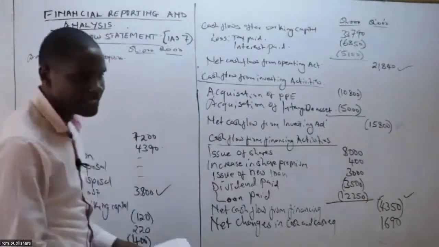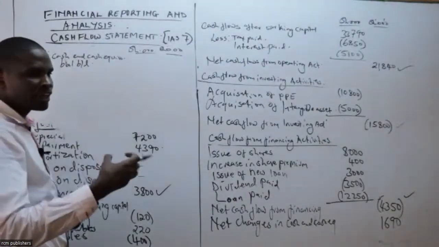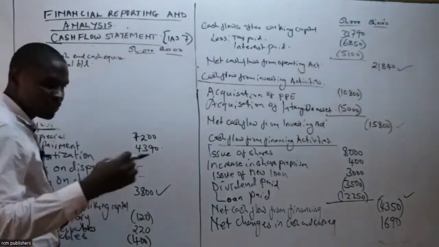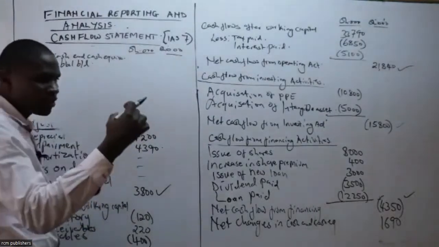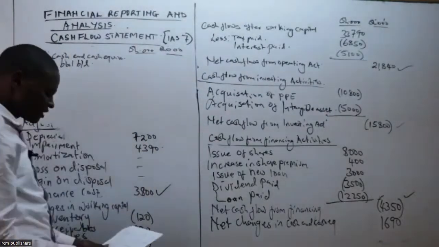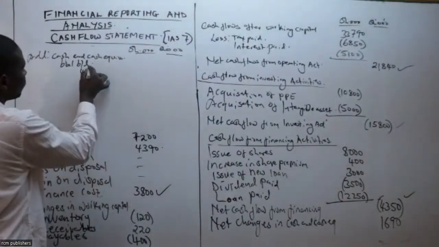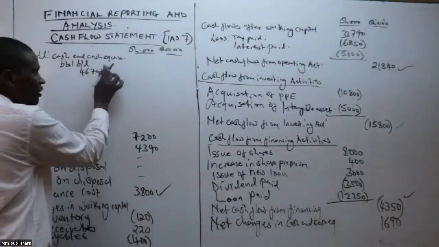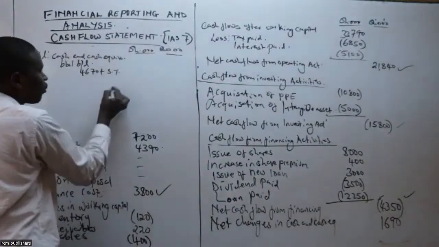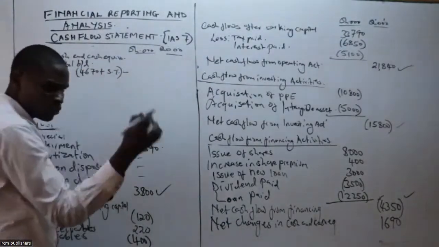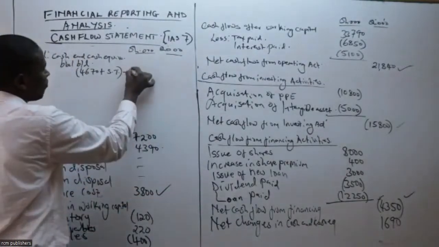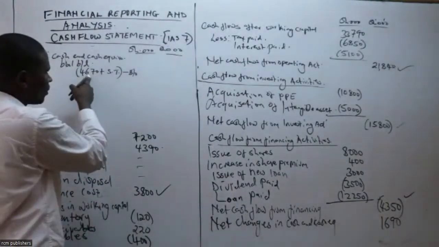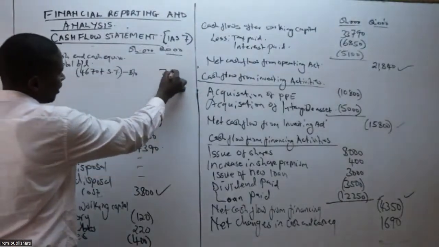We had 4,670. But remember, sometimes you will find that you have short-term investment, not loans, short-term investment, and you have bank overdraft. So you pick what you have. For example, here we have 4,670 plus, be very keen here, plus short-term investment if there is any. Whatever you get there, you less the bank overdraft. Please note that. But in our case here, we have 4,670, so we don't have the other items.